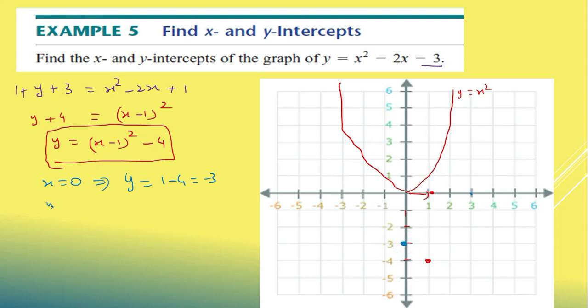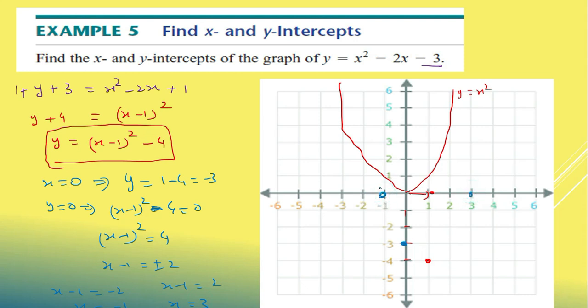So put y is equal to 0, what do you get? (x minus 1) whole square minus 4 is 0. So (x minus 1) whole square is 4. x minus 1 is plus or minus 2. x minus 1 is minus 2 gives x is minus 2 plus 1, minus 1. x minus 1 is positive 2 gives x is 3. So x intercepts are minus 1 and 3.